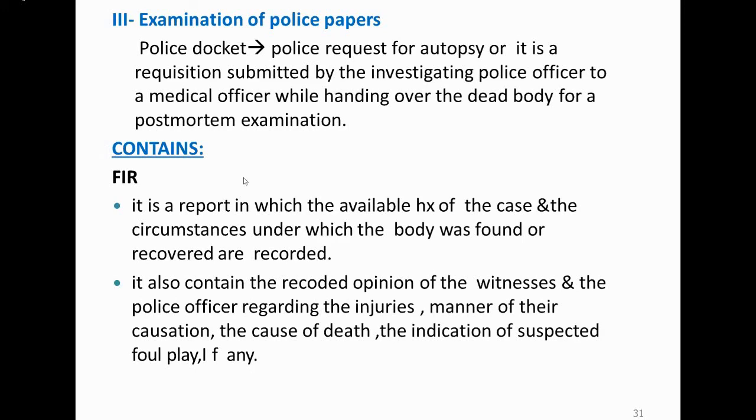जिसके अंदर क्या मौजूद होगा, FIR. FIR क्या है, फर्स्ट इन्वेस्टिगेशन रिपोर्ट जो होती है आपकी. It is a report in which the available history of the case and the circumstances under which the body was found or recovered or recorded, ठीक है ना, when accident, suicide or homicide is involved. Especially in cases of homicide, the body becomes the custody of the state. ठीक है, वहां पे आपका autopsy हर सूरत होना है, even in cases of suicide or accident where foul play is suspected, तो वहां पे body becomes the state's property.